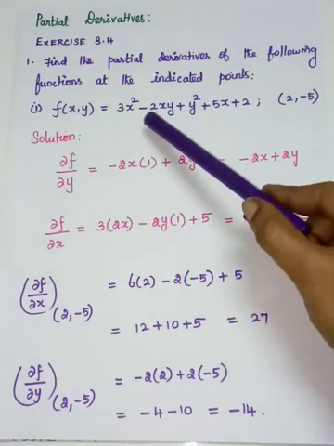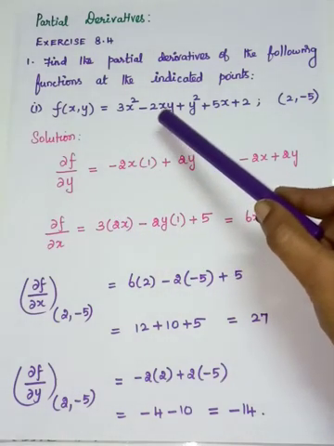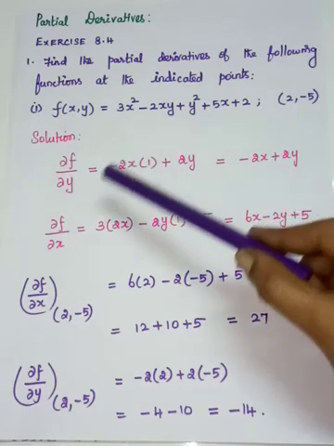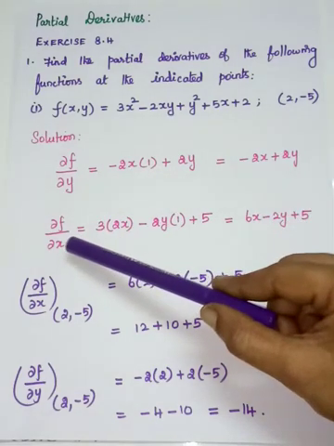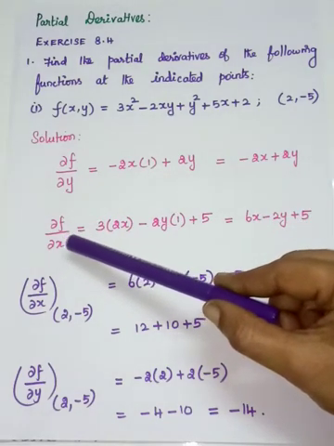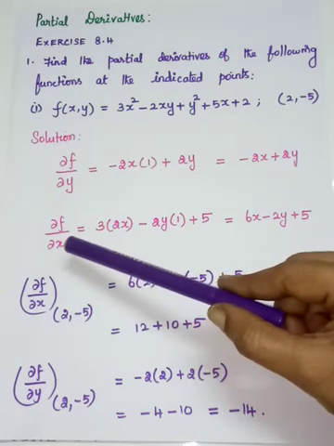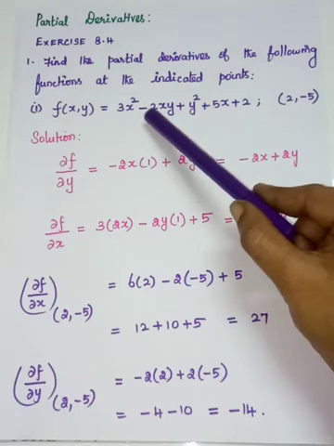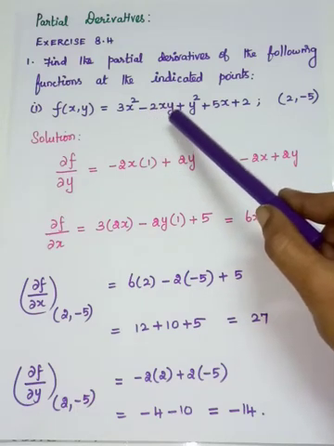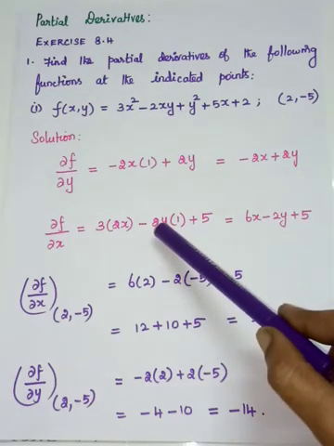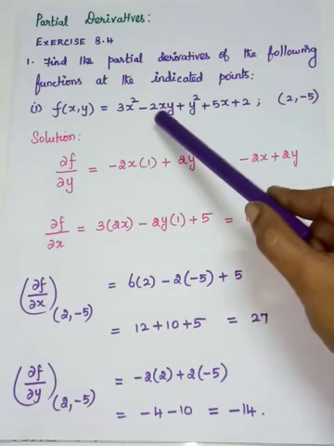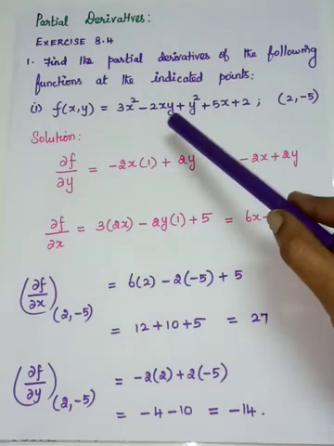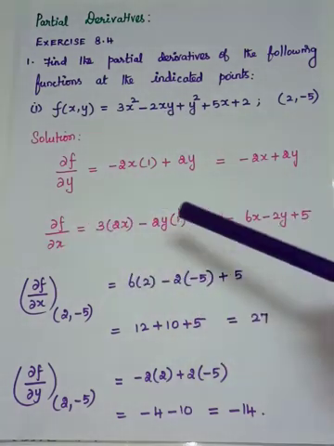Okay, come to the second term. Here x and y are involved, and we are differentiating f partially with respect to x, so treat y as constant. From this term, what are constant? Minus 2 as well as y. So minus 2y is taken out. What is remaining in this term? x. If you differentiate x with respect to x, it is 1.